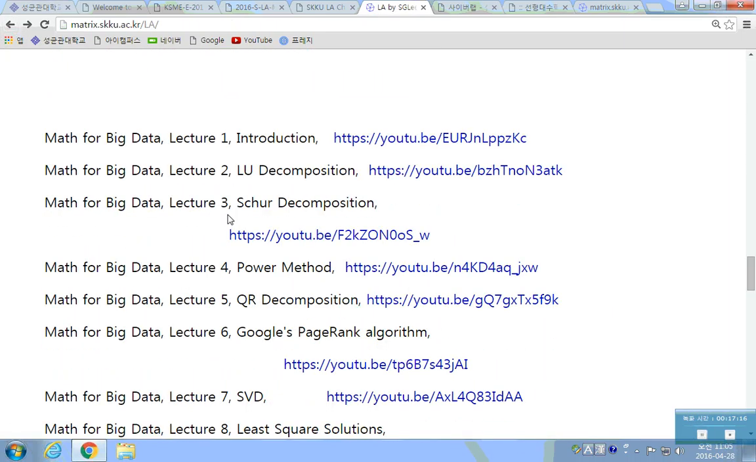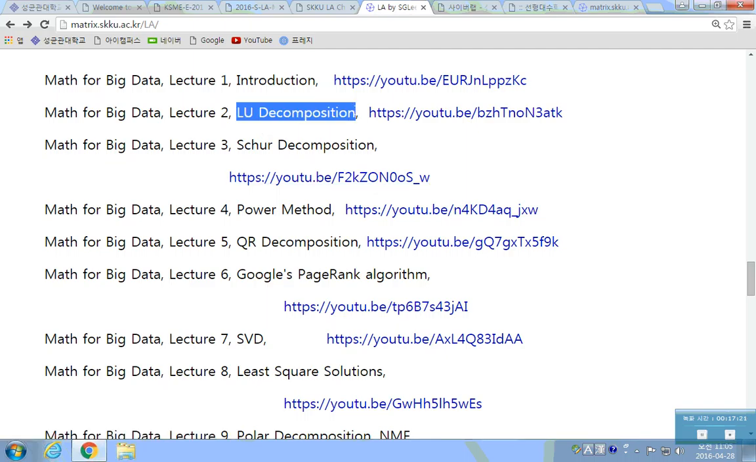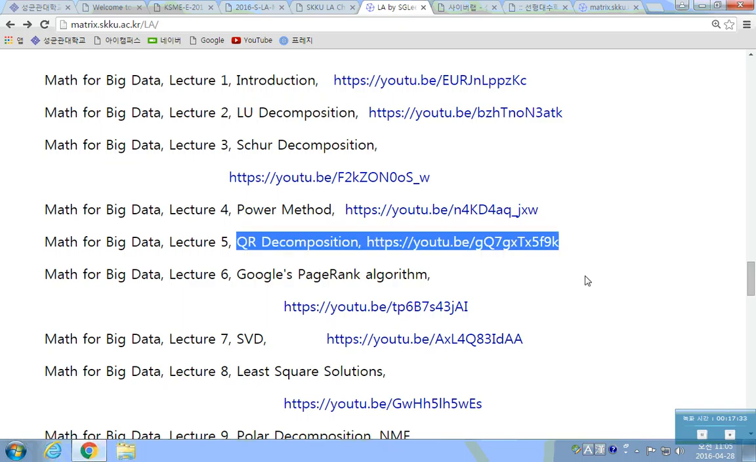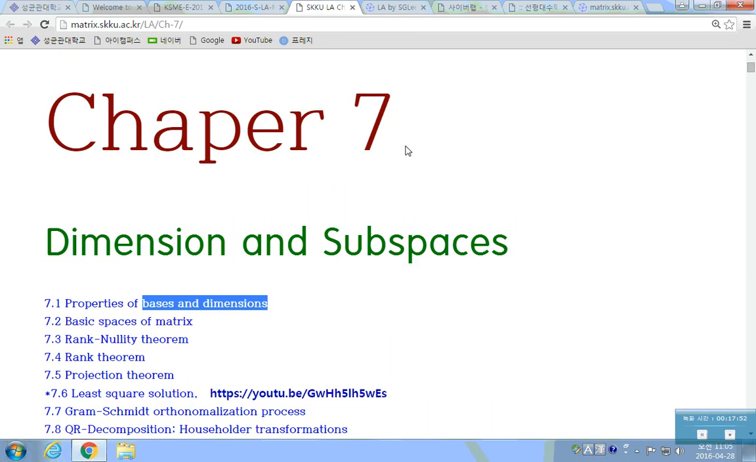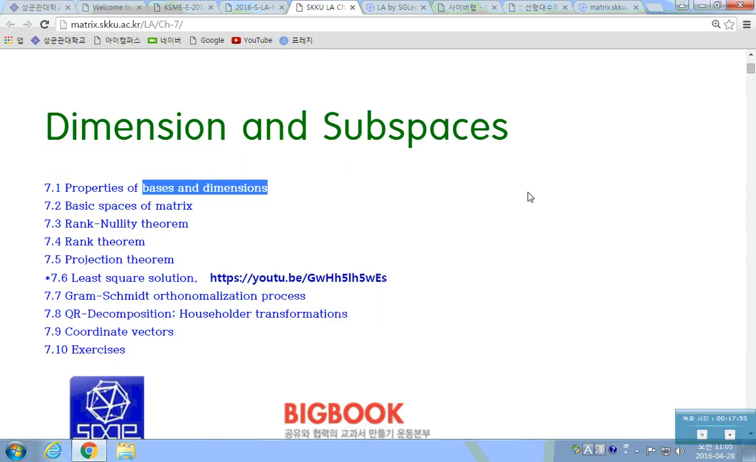Anyway, I'm also teaching another course here. You will find some more graduate-level linear algebra on LU decomposition, Schur decomposition, the power method, and QR decomposition, which is one section in chapter 7, and singular value decomposition and least squares solutions. These are the things that you actually have to know in order to use linear algebra knowledge in real-life problems. Okay, I think now we are ready to cover chapter 7. Any questions?